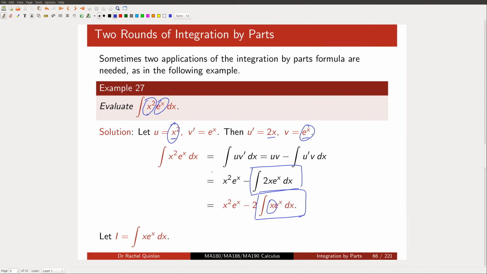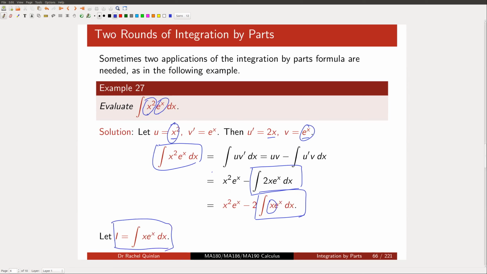So our problem now, this is the thing we started with. We've managed to rewrite it as x squared e to the x minus 2 times the integral of x e to the x. And at this point, when you're keeping track of things and trying to write down what's going on, there is a process of having to deal with one integral at a time and not wanting to carry around all the bits and pieces. So maybe giving a name to the part that you're trying to deal with is sometimes a good idea.